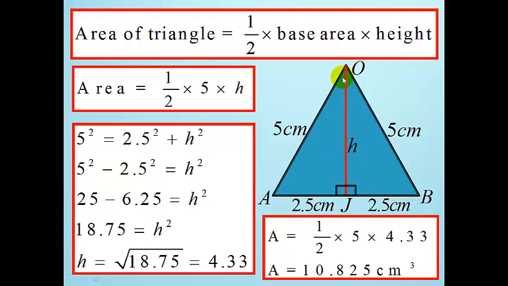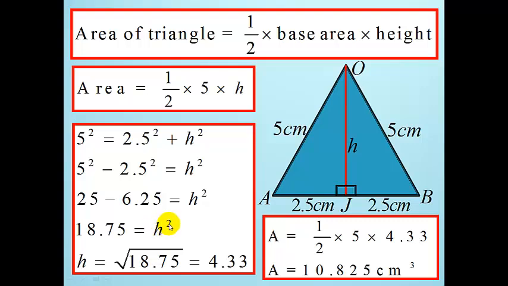Now, considering triangle OAJ, from the Pythagoras theorem, 5 square will be equal to 2.5 square plus h square. So if 5 square is equal to 2.5 square plus h square, then how do we find h? 2.5 square on the right hand side becomes minus 2.5 square on the left hand side. 5 square is 25 minus 2.5 square is 6.25, and this is equal to h square. Now when we subtract 6.25 from 25, the result is 18.75, and this is equal to h square.